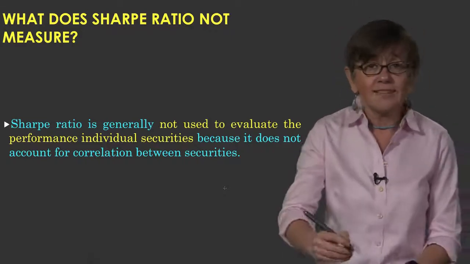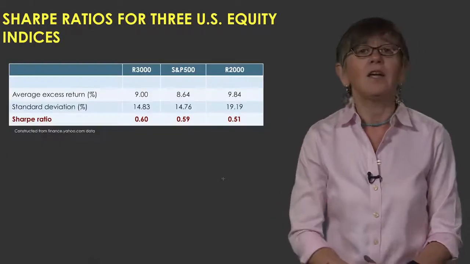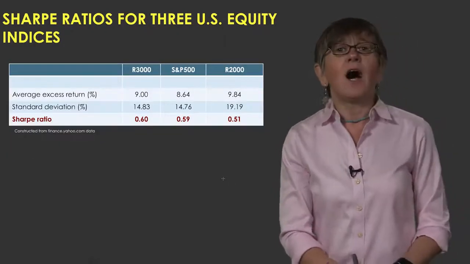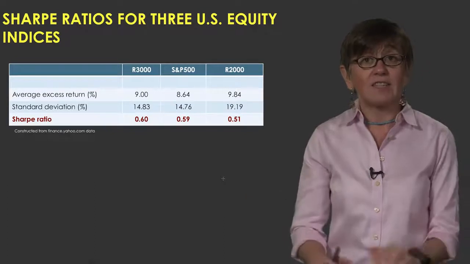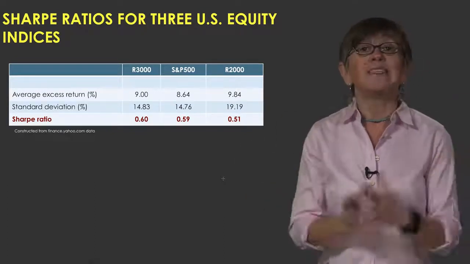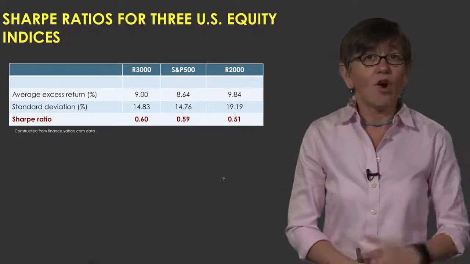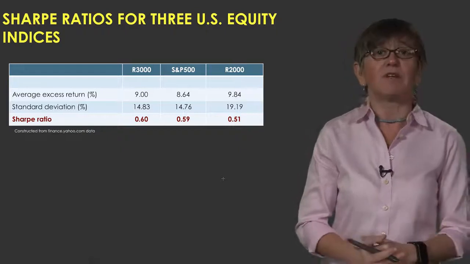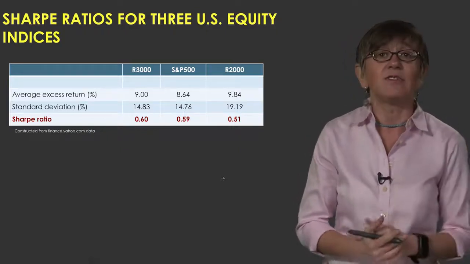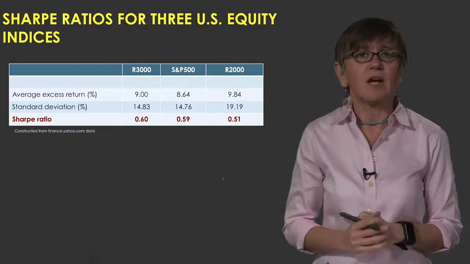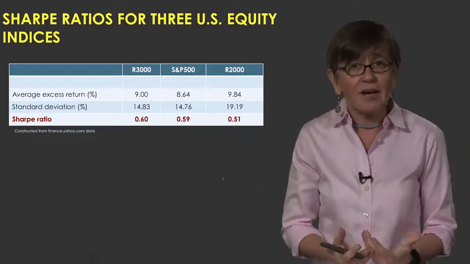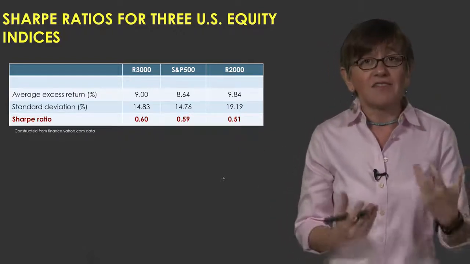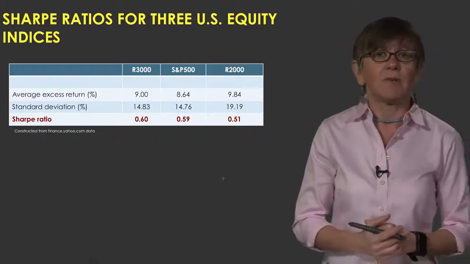All right, so let's look at an example. All right, so in this table, I have the excess return and volatility for 3 common U.S. equity indices, right, over a 2-decade period from 1987 through 2006, right? And to facilitate comparison, I have annualized the data, including the Sharpe ratio.